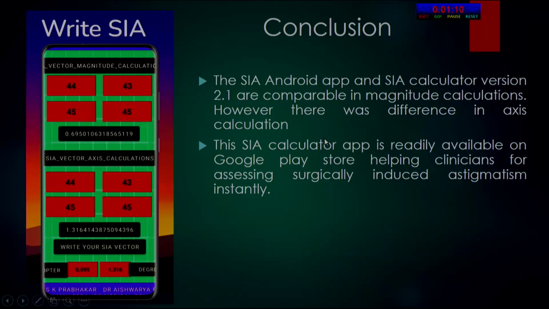And the conclusion we drew was that our app and the SIA calculator version 2.1 are both comparable in magnitude calculations, whereas there was a difference in axis calculations. In our method of calculation we use the tan inverse function, and in the existing calculator it's vector based analysis.